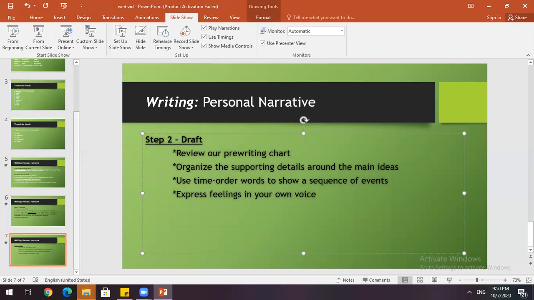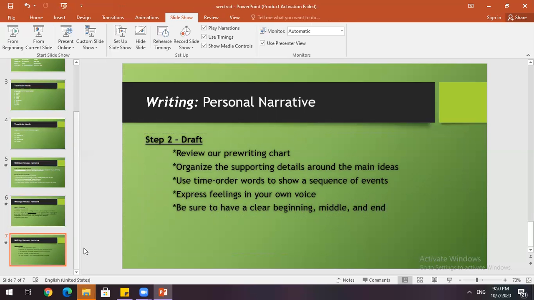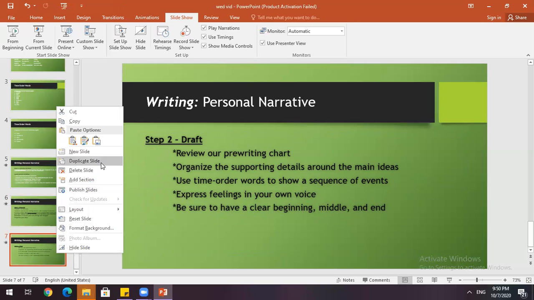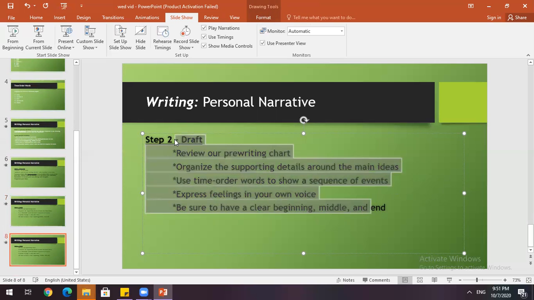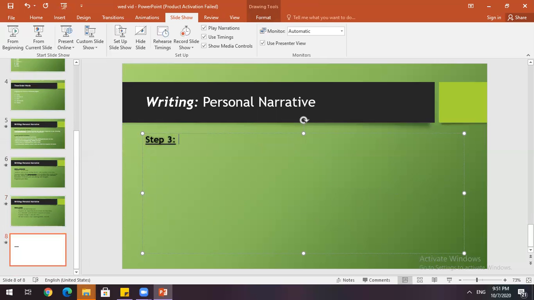And finally, what did we say? We must have a clear beginning, middle, and end. Not only clear, but also interesting, in the way that we word this. But we will have another chance to look again at our wording when we revise. So step three is revise. What does this mean?